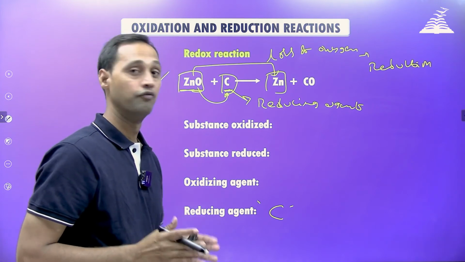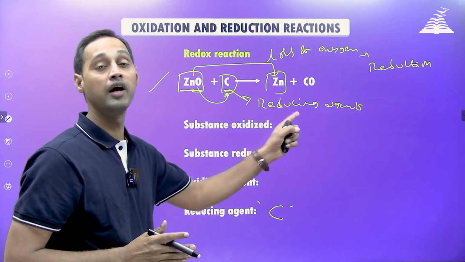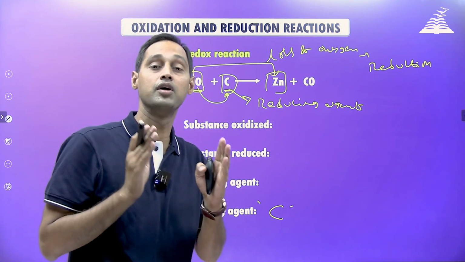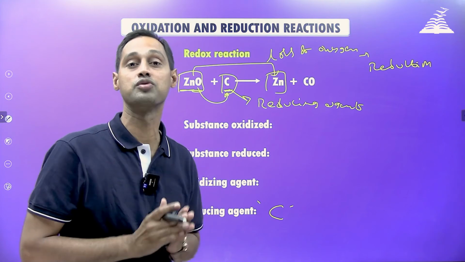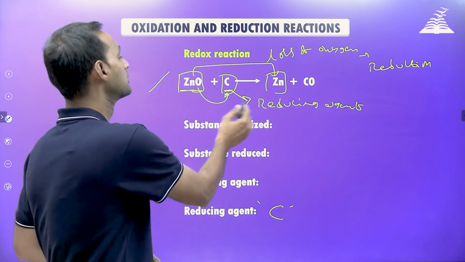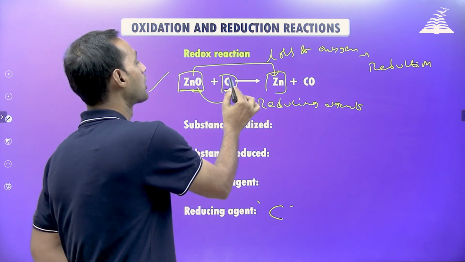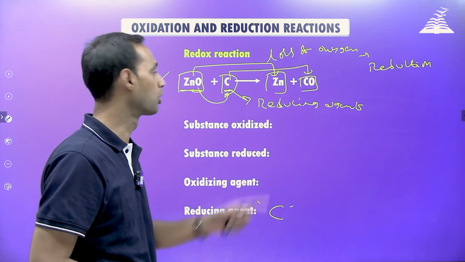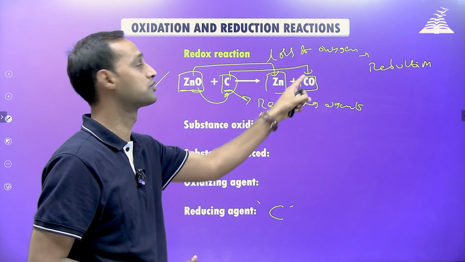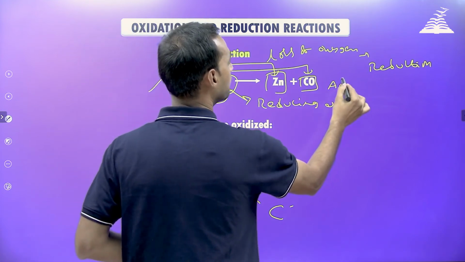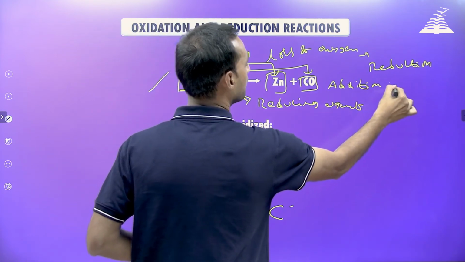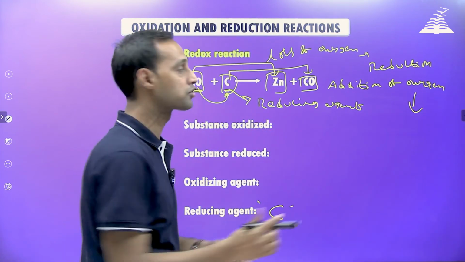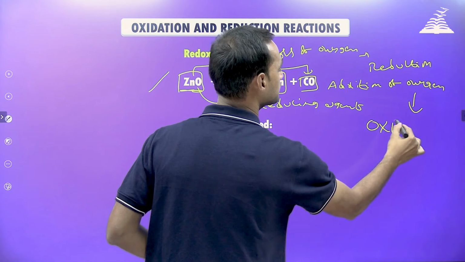Right? And one more important thing, a reducing agent always undergoes oxidation in any redox reaction. So let us see how. This is the reducing agent. Let us see what happened to carbon. See, carbon to carbon monoxide. What do you notice here? Addition of oxygen. So according to the definition, addition of oxygen is oxidation.